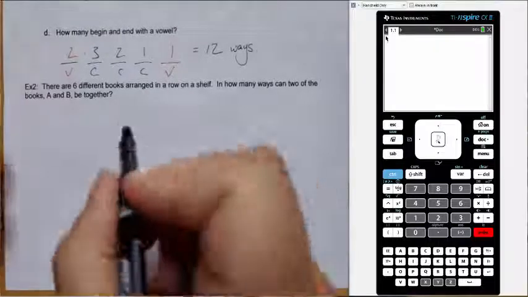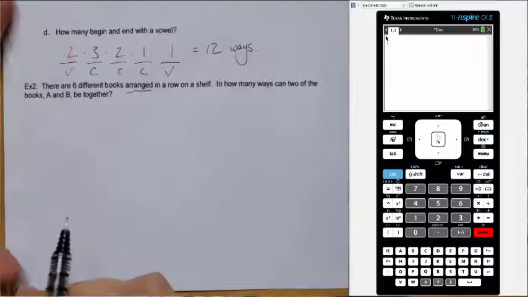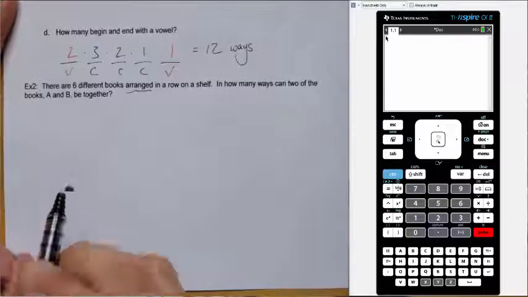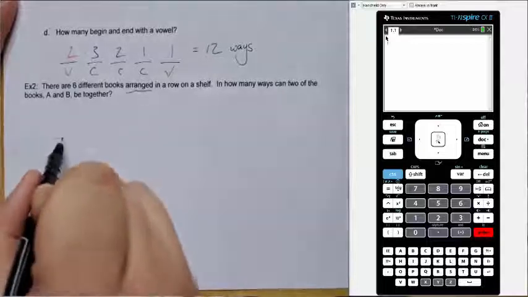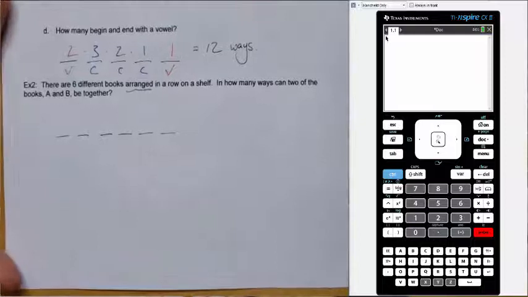A key word here is arranged, meaning you can tell the difference between all the books. There are no repeated books. They all have a distinct cover, so you can tell what they are. And there are 6 of them. We're going to think of how many ways I can arrange these things so that I force A and B to be next door to each other. On the surface, that might seem like a tall task. Maybe we approach it similarly to above, where we have 6 books, so 6 spots.